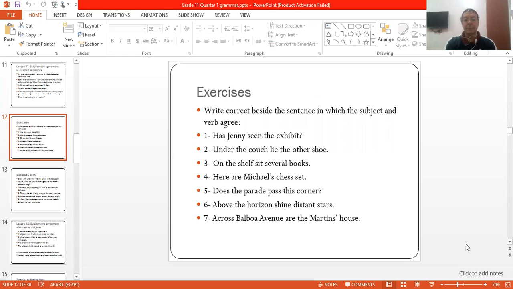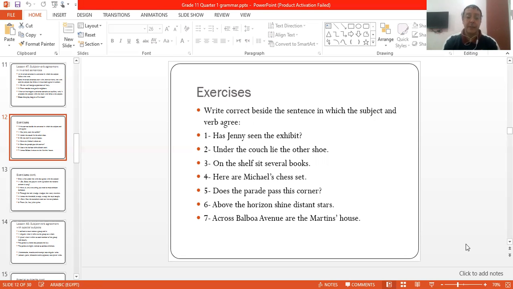Number four, here are Michael's chess set. What do you think, Joe? Well, Joe says it's wrong. Why, Joe? Because it's one chess set. He says, oh, one chess set, so this is singular. As long as it's singular, we must say, here is Michael's chess set. Okay, thank you again. So in number four, it's wrong. We must say, here is.